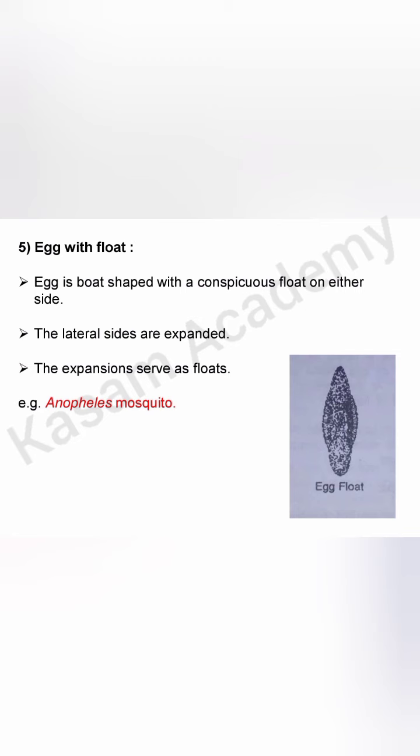This egg is boat shaped with a conspicuous float on either side. You can see in the figure the egg has expanded sides on the lateral side, and this expansion serves as a float which helps in floating over the water. For example, you can see this type of egg in the case of the Anopheles mosquito.